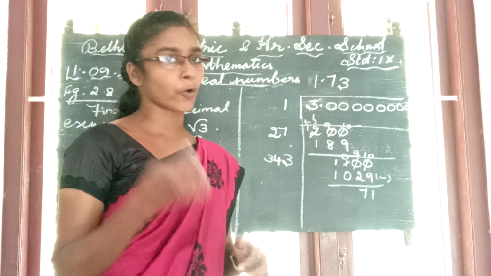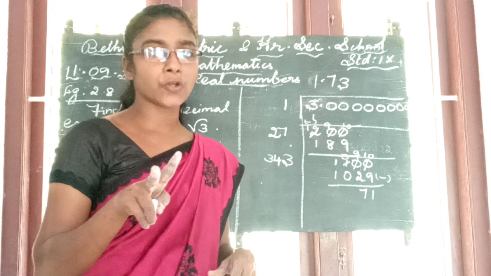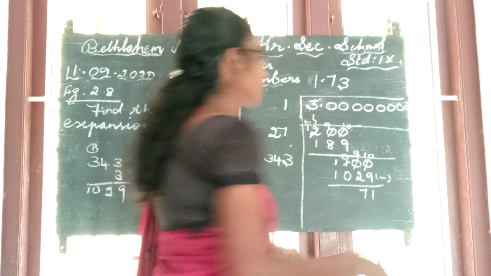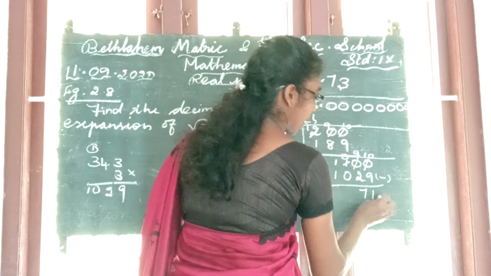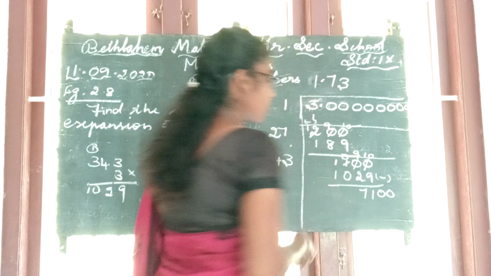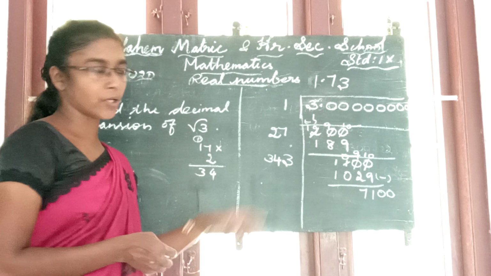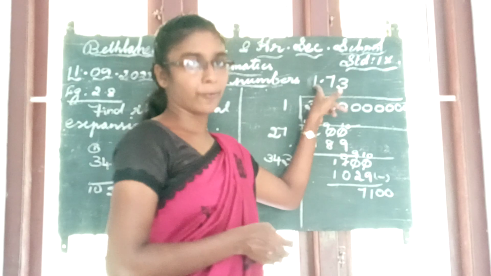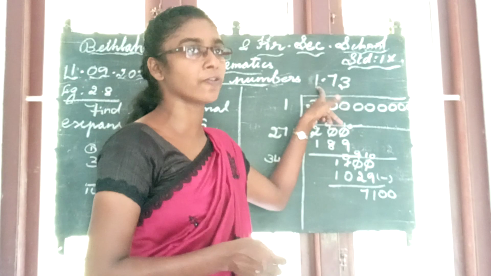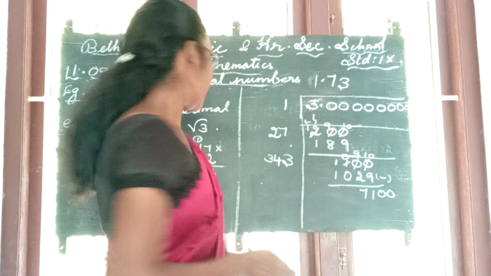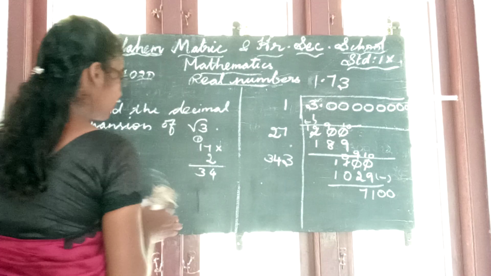Next what do you have to do? The same procedure. What do you have to take? 2 digits you want to take it down. 2 digits means 2 0, you can take it down. Next what do you have to do? Very good. Multiply the quotient into 2 without the decimal point. 173 into 2.